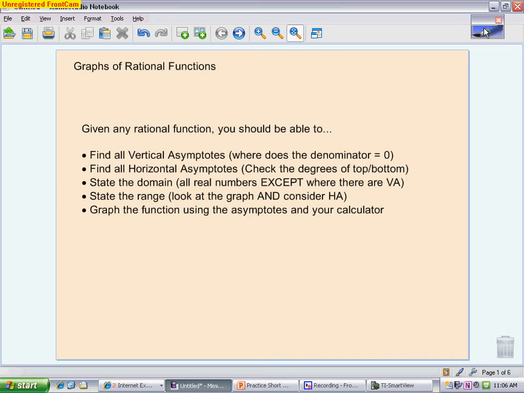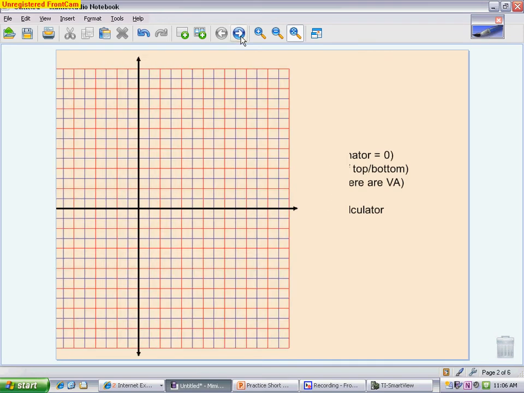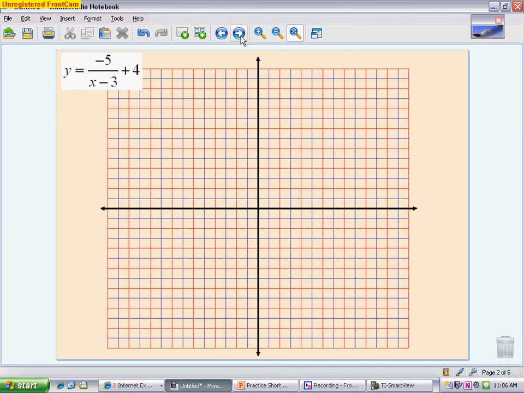So I'm going to go through 5 of them for you, and we're going to do that same series of questions. We're going to look at the asymptotes, the domain and range, and then when we're done, we're going to make sure we have an accurate picture.